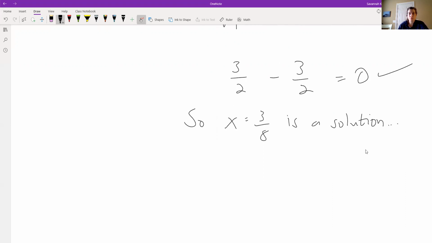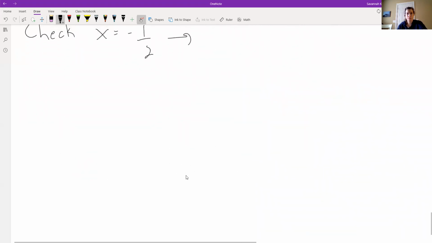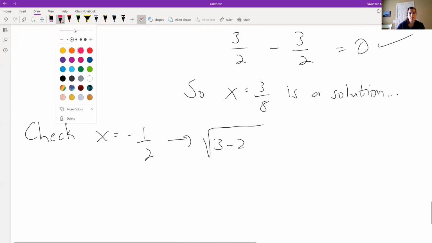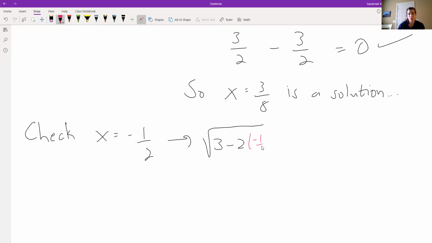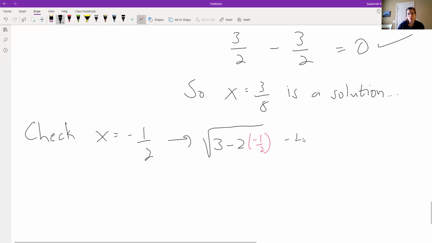is a solution. Now, we want to check the other one, which I think, test my memory here, was that negative 1/2? Yep. Okay. So, same idea as before, 3 minus 2 times negative 1/2 minus 4 times negative 1/2, is that going to indeed equal 0?